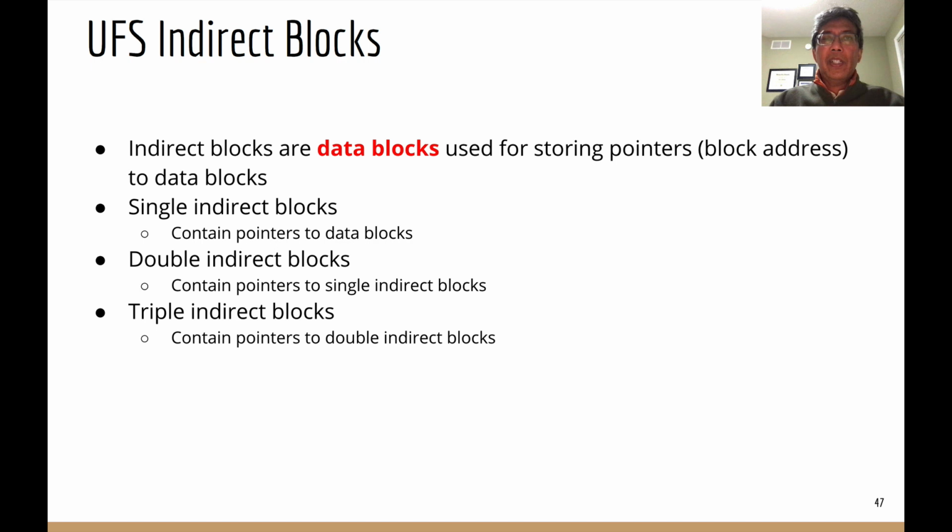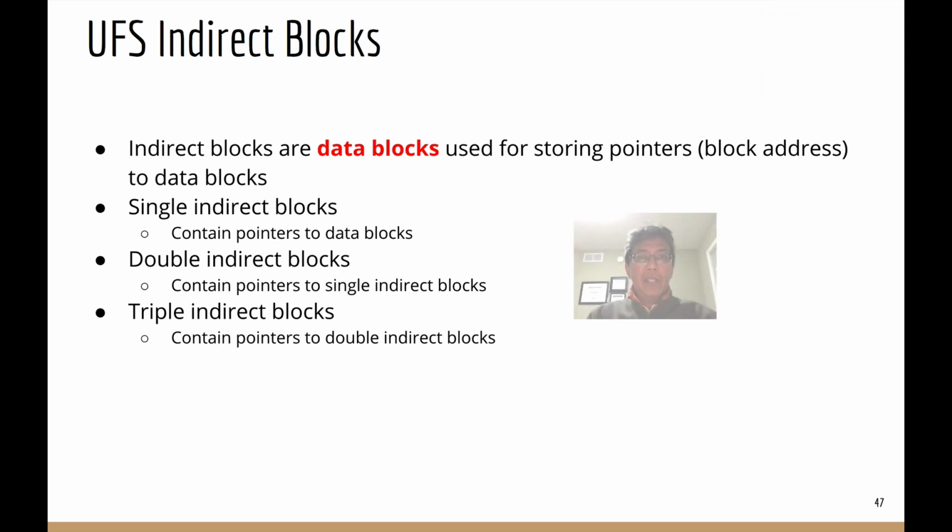The ability of the Unix file system to handle extremely large files is made possible by indirect blocks and indirect pointers. An indirect block is a data block that is used for storing pointers to more data blocks. An indirect pointer is a pointer that points to an indirect block. The difference between single, double, and triple indirect pointers is the depth of the indirection.